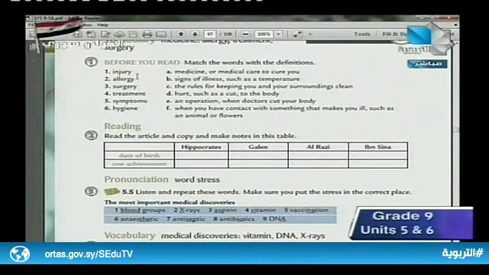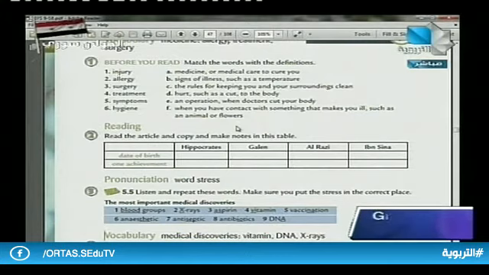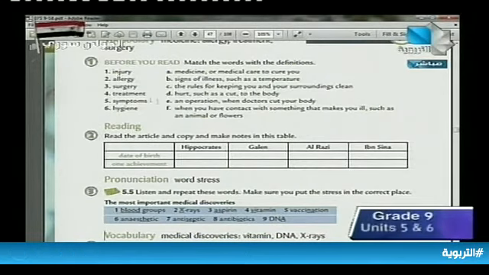We have injury, allergy. Miss Lucia and Miss Lujane, please. Injury, 1, means hurt, such as a cut to the body. Yes, it is a hurt. Allergy, when you have contact with something that makes you ill, such as an animal or flower, so it's called allergy.